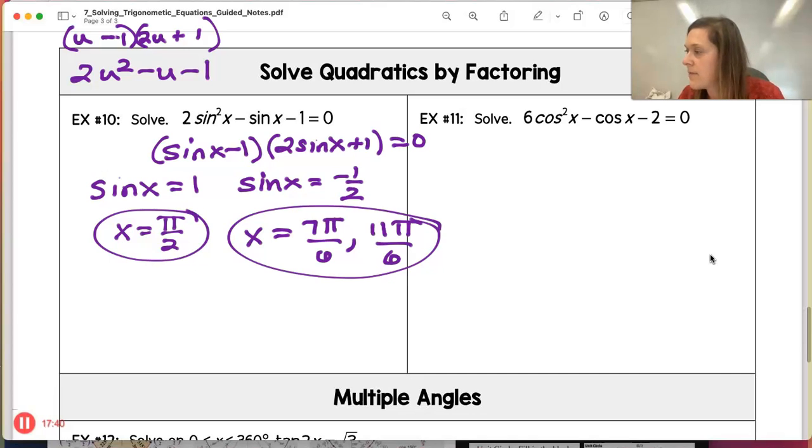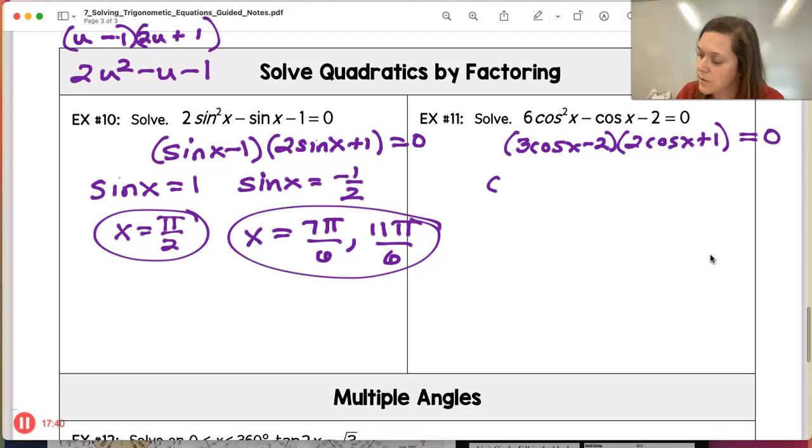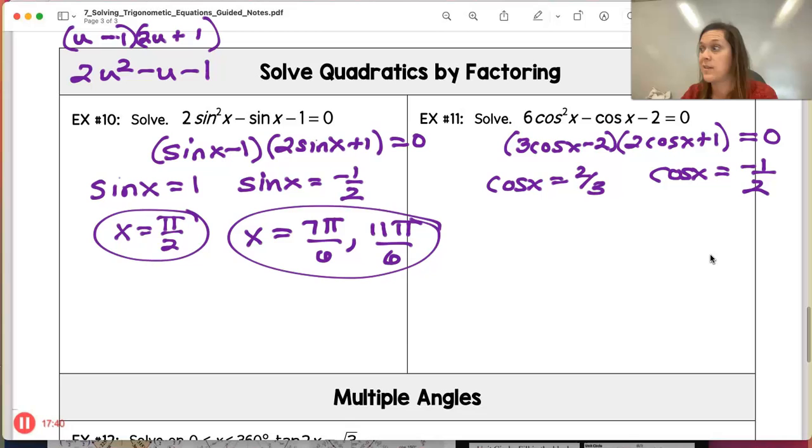And then for example 11, we have 6 cosine squared x minus cosine x minus 2. So that's going to factor into 3 cosine x minus 2, 2 cosine x plus 1 when you factor it out. So now we get cosine x has to equal 2/3. It's going to be interesting. Cosine x is equal to -1/2. Let's do the -1/2 first, because we know that one from our unit circle. So 2 pi over 3 and 4 pi over 3.